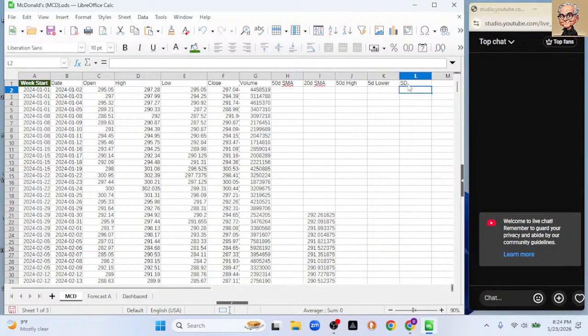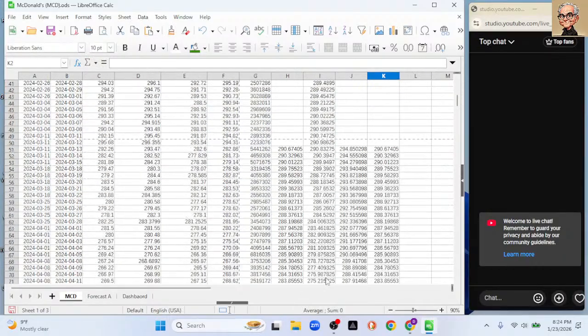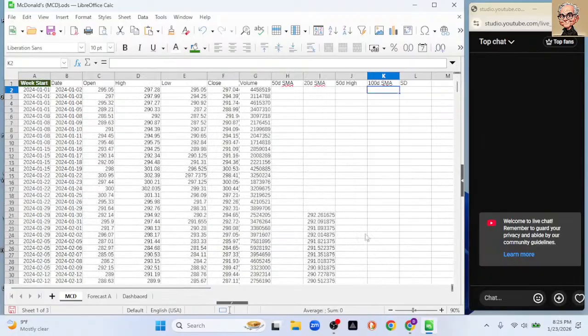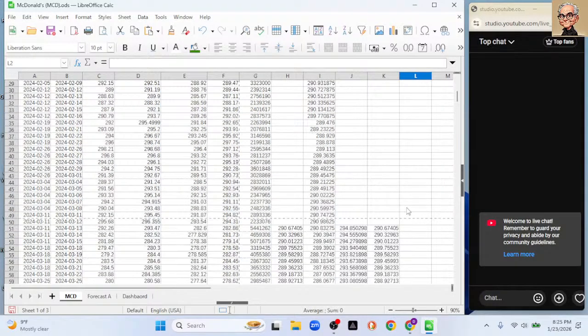So, you know what? Let's do a longer moving average, okay? One of my favorites is the 100-day moving average, all right?